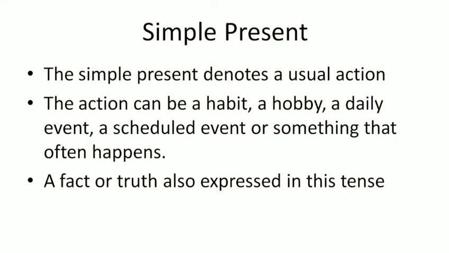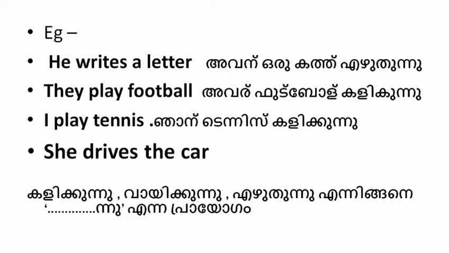You remember that we have learned 18th, 19th auxiliaries as do and does. The usage of do and does are the simple present tense. We can have a definition and we can make a lot of detailed examples in English. The simple present tense denotes a usual action. The action can be a habit or a hobby, a daily event, a scheduled event, or something that often happens, or a fact or a truth also expressed in this simple present tense.